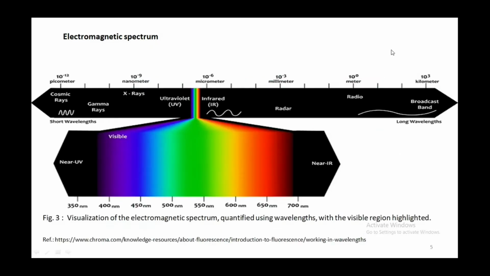So this is the whole electromagnetic spectrum, which is quantified using wavelengths. And here we are going to use only the visible light area, visible light communication. We use only visible light. So this range is from 350 to 700, or we can say it is 350 to 780 nanometers. Between this we use this much of the wavelength range for communication.